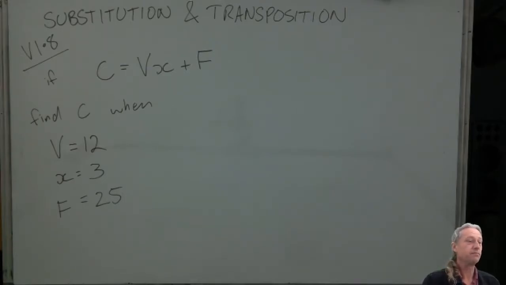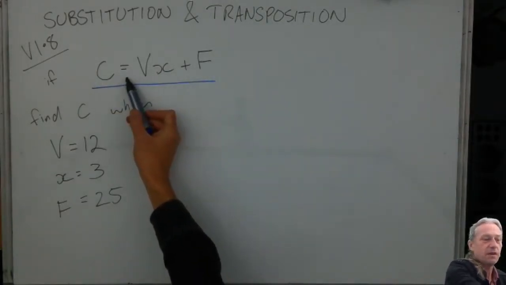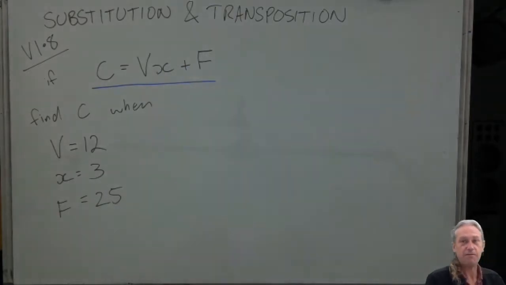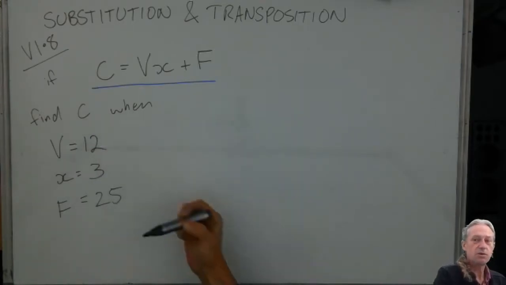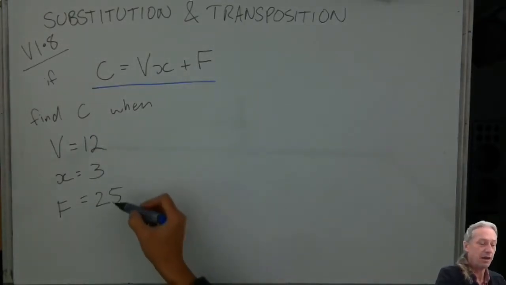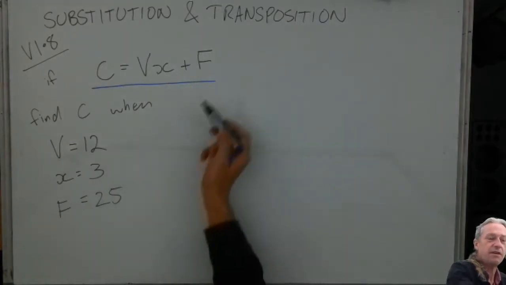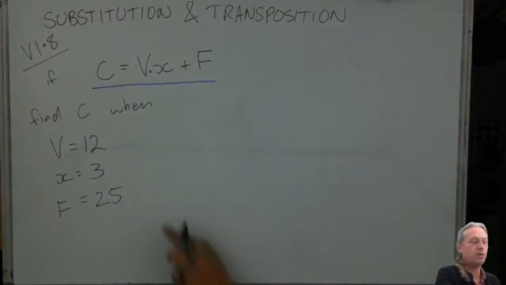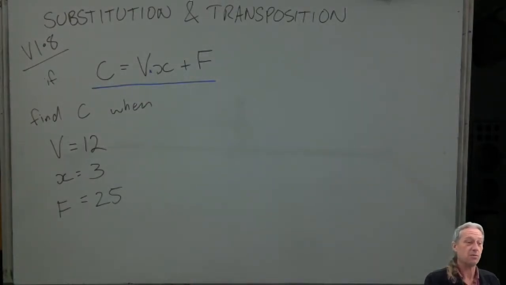So this is the first one. We're given this equation: capital C equals capital V multiplied by X plus F. It doesn't really matter what they stand for, but we're told to find C when V equals 12, X equals 3, and F equals 25. So we're substituting these values into this side of the equation, remembering that there's a little times in there, and then calculating what the result is.